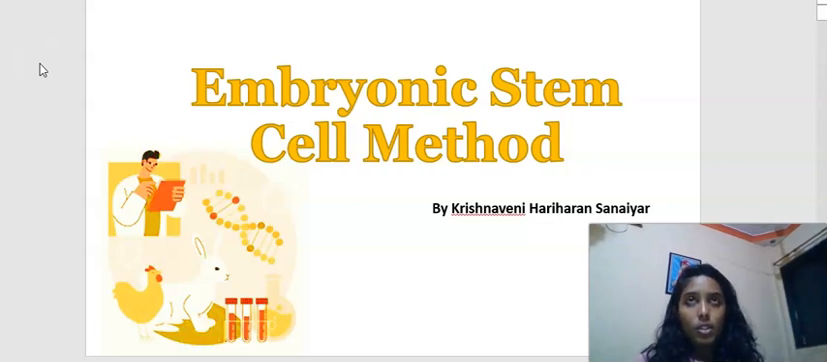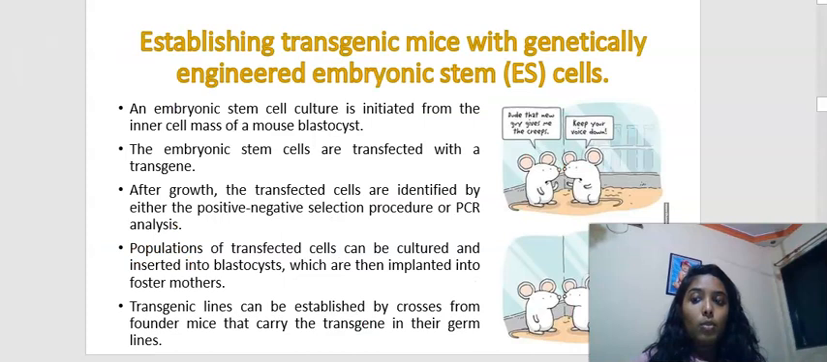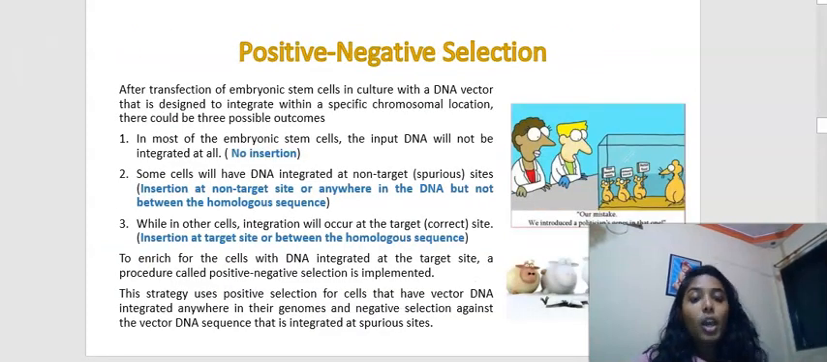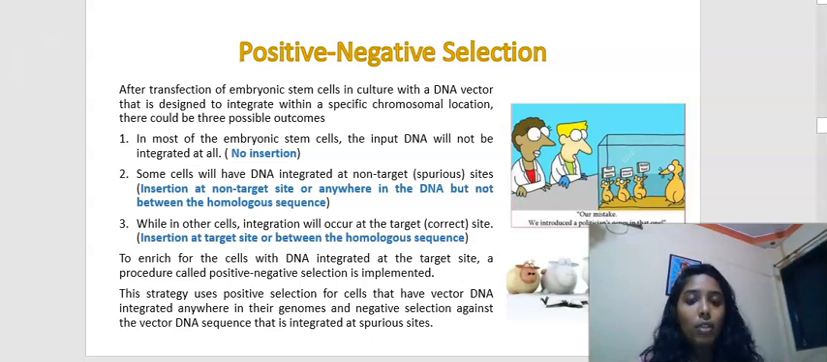So there are two outcomes: either it could get inserted or it could not get inserted at all. If it is not getting inserted, then we will say that there is no insertion, okay? And if there is an insertion, there might be two ways in which it could get inserted. It could get correctly inserted in its actual target site, that will be a homologous recombination, while if it is getting inserted in a non-target site or a spurious site, that is anywhere which is not a target site, then we will call it a non-homologous recombination or non-specific integration.